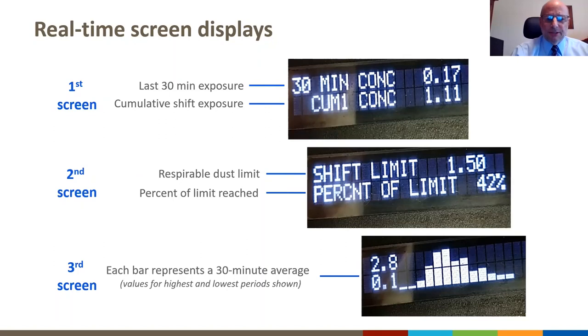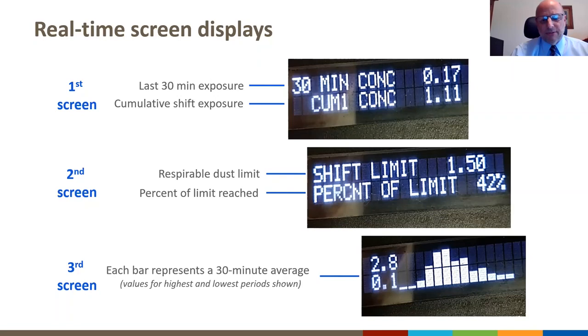If you scroll to the second screen, it shows the respirable dust limit, which defaults to 1.5, and I'll talk about that later. However, if your dust limit is lower based on excessive silica in the sample, the operator can put that in here when they're programming the unit for the operating shift.